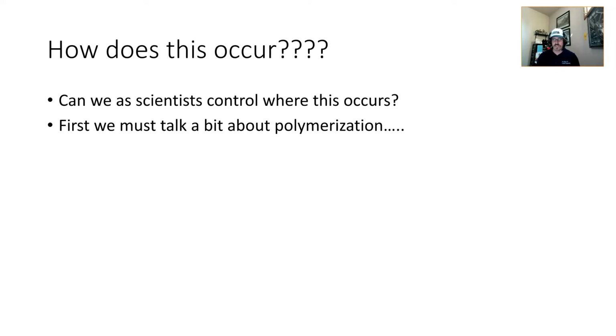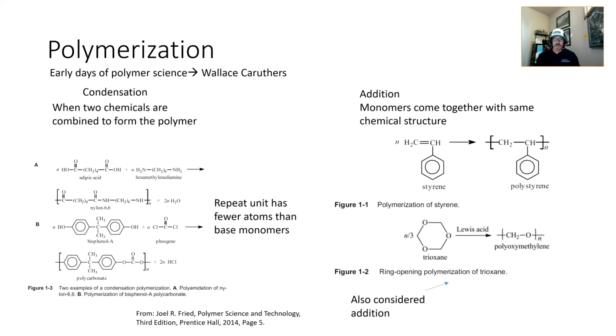So first we need to talk a little bit about polymerization. So polymerization, so Wallace Carruthers, very big time polymer scientists, early days of polymer science, and it's back when everything was called macromolecules, and that terminology is still used. Condensation polymerization, so there were kind of two flavors of polymerization, and you've seen the videos making nylon being a form of polymerization. And so this is making nylon.